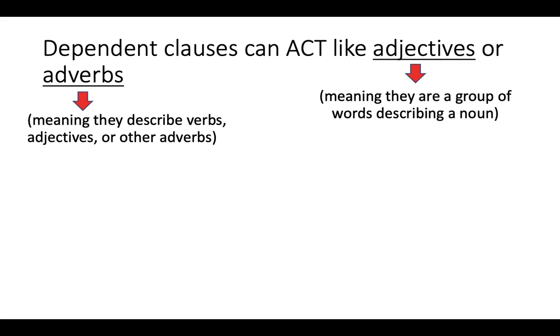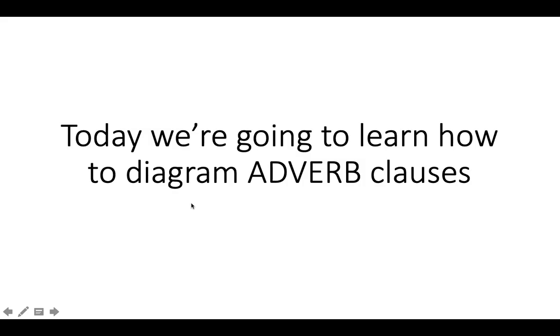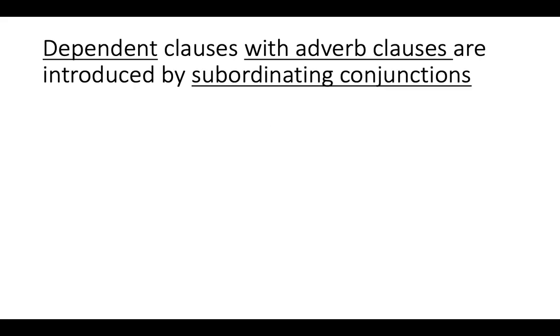Dependent clauses can act like adjectives or adverbs, right? So what that means is if a dependent clause is acting like an adjective, that group of words is describing a noun. If the dependent clause is acting like an adverb, that means that group of words is describing a verb, an adjective, or another adverb. So today, we're going to learn how to diagram adverb clauses.